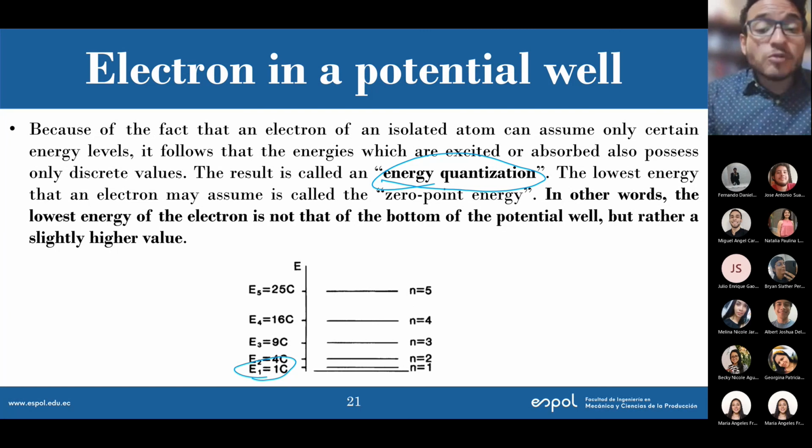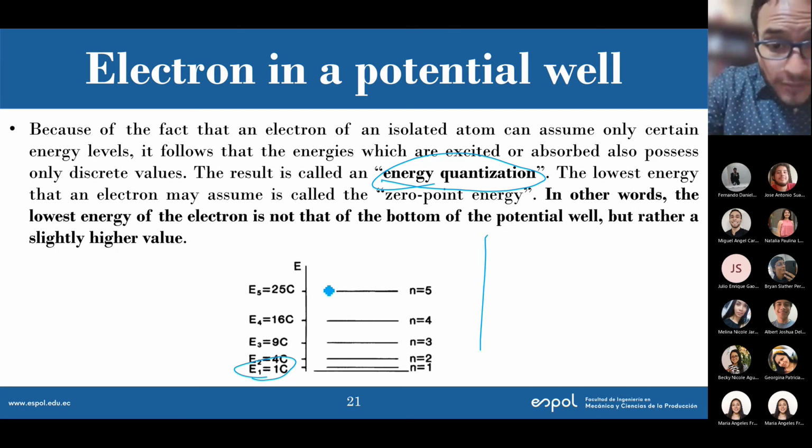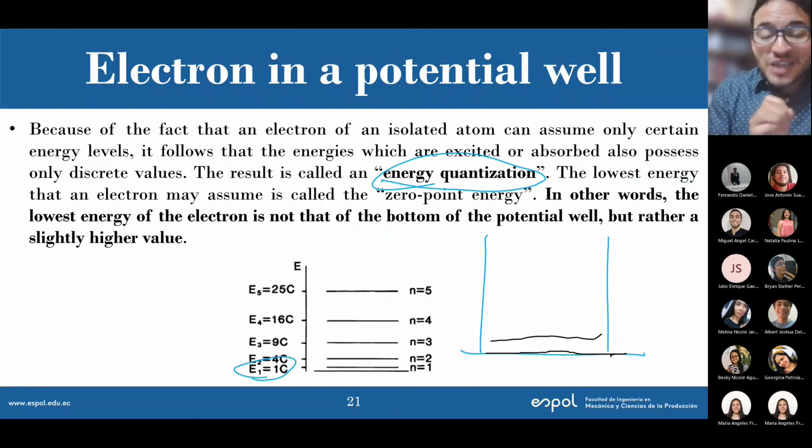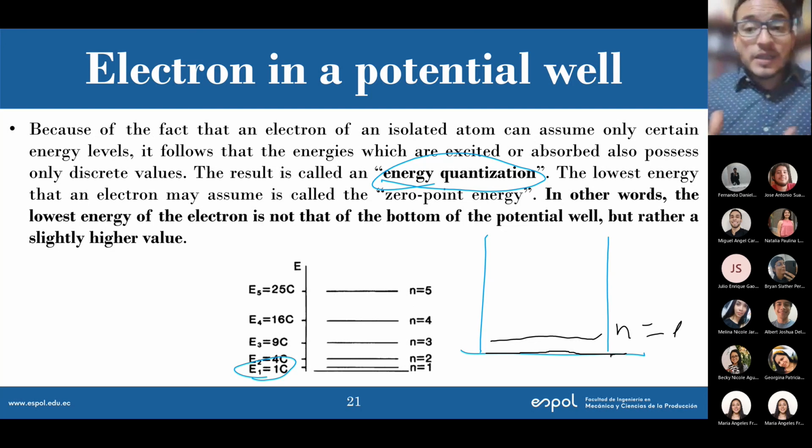And that's what I want to repeat: the lowest energy of the electron is not really at the bottom of the potential. If you remember the graph, it's not really here at the bottom of the potential. It's just above that bottom when n is equal to 1. That is the zero-point energy, the lowest energy that the electron can take in this case. Is it clear, guys? Any questions?